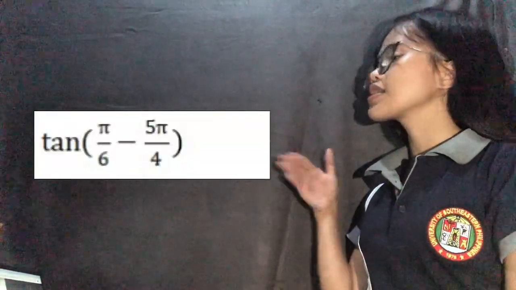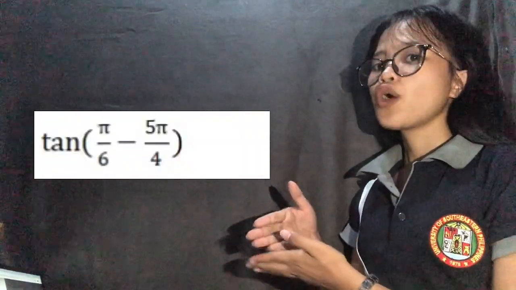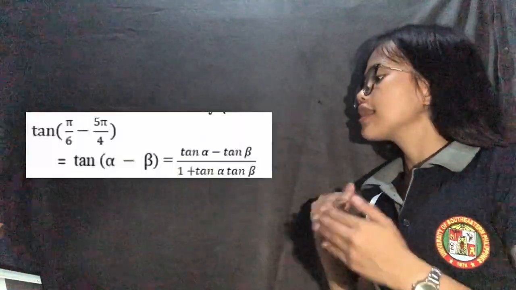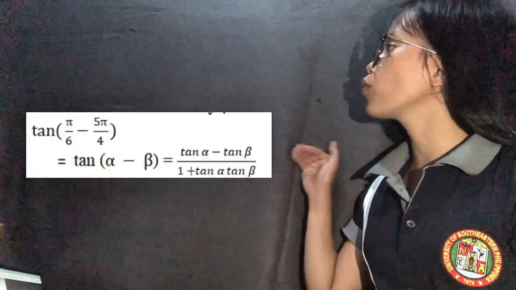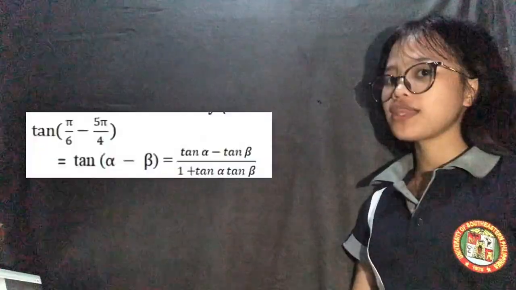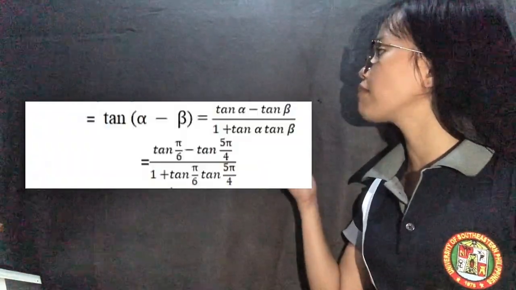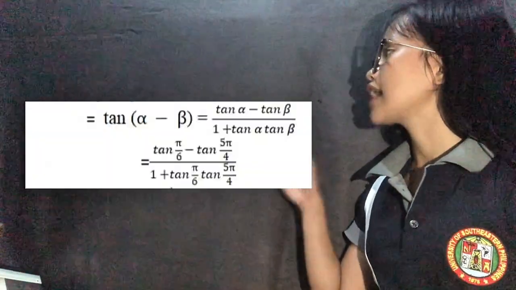Now take a look at our example here. We have tangent of pi over 6 minus 5 pi over 4. Looking at the given, we know that we need to use the difference formula for tangent, which is tangent of alpha minus beta is equal to tangent alpha minus tangent beta over 1 plus tangent alpha tangent beta. Now we're going to substitute our given. So we will now get tangent pi over 6 minus tangent 5 pi over 4 over 1 plus tangent pi over 6 tangent 5 pi over 4.